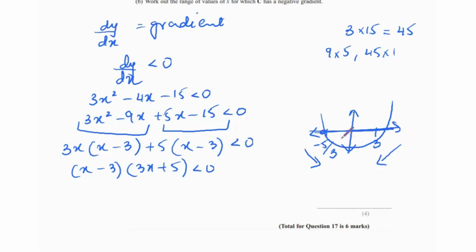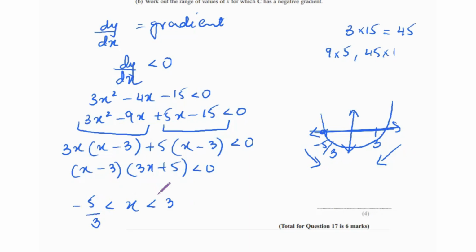At x equals negative 5 over 3, we can see that the values of x are increasing. They're going towards the right-hand side. Whereas at x equals 3, the values are decreasing because they're going towards the left-hand side. Since both the arrows are going to converge at one point, which means x is going to be less than 3, but it's greater than negative 5 over 3.